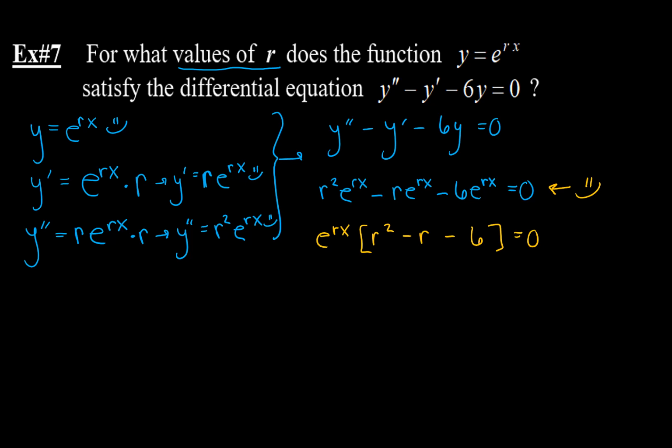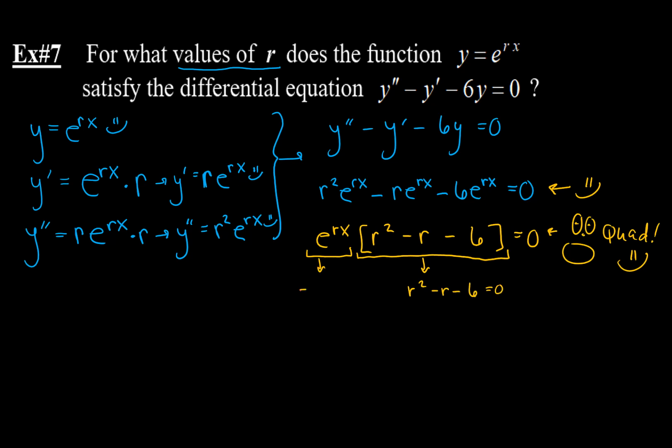Look at that. Do you know what that is? The first part's a linear, but the second part's a quadratic. And we know how to solve a quadratic. We just set it equal to 0 and solve for the variable. Now we're looking for all the values of r that make this equal 0. So I'm going to take r squared minus r minus 6 equals 0, and then e to the rx equals 0.